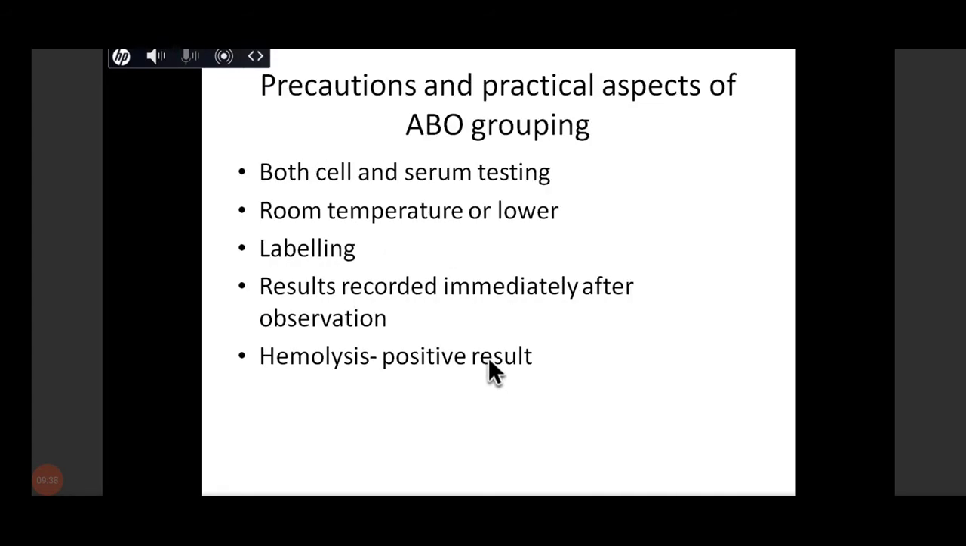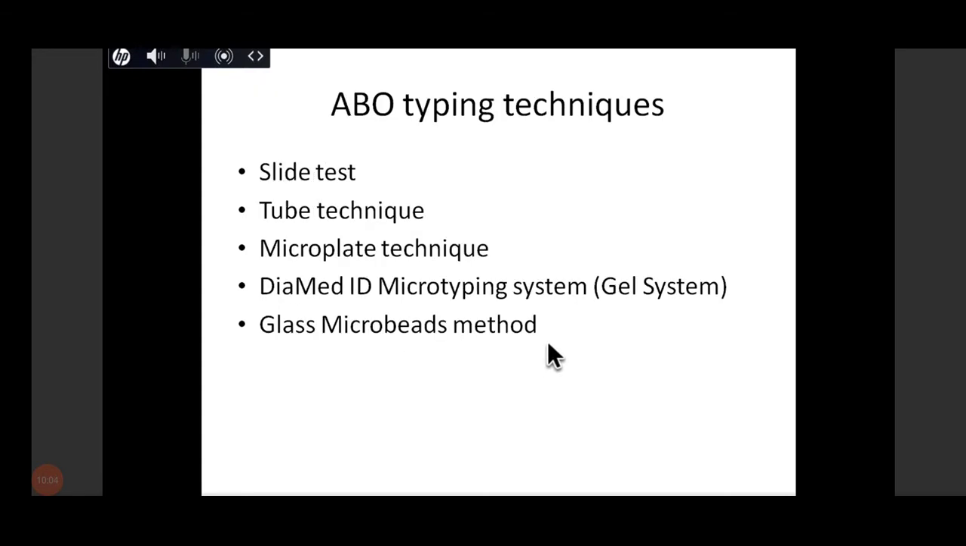Okay, so now the precautions that have to be taken. We have to test both the cell and the serum. So that is the forward grouping and reverse grouping, which we'll be talking about. It should be done at room temperature or lower. It should be properly labeled and results should be recorded immediately after observation. If there is hemolysis, it is taken as a positive result.